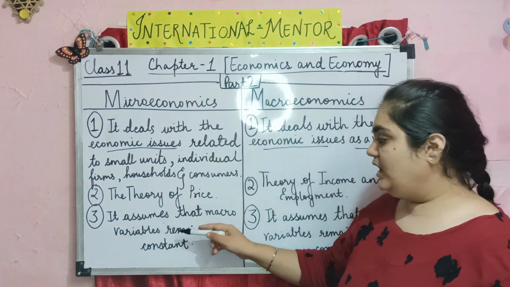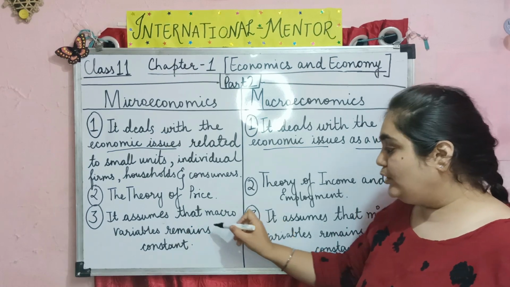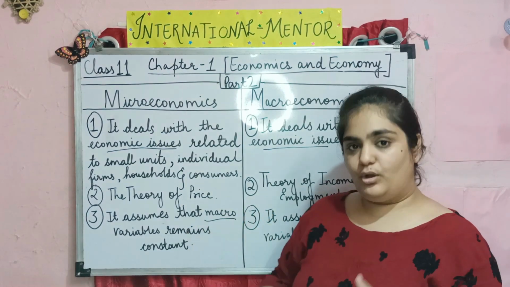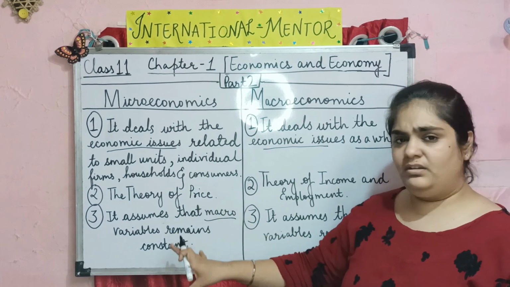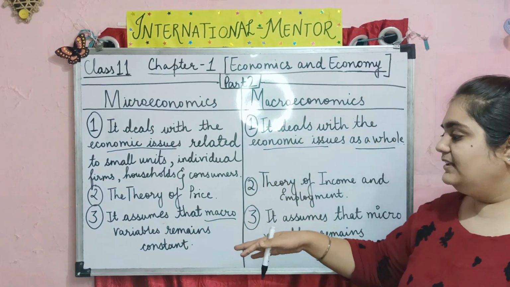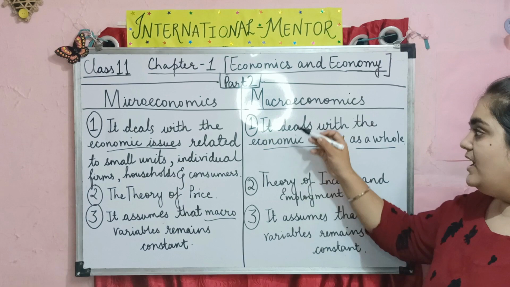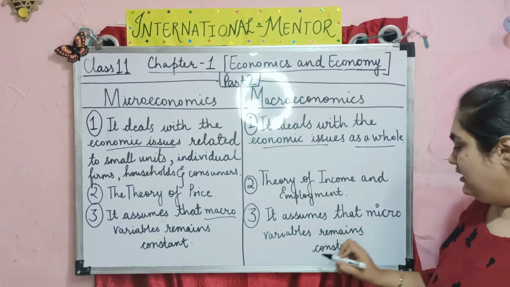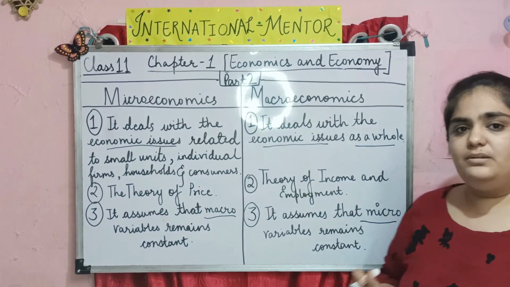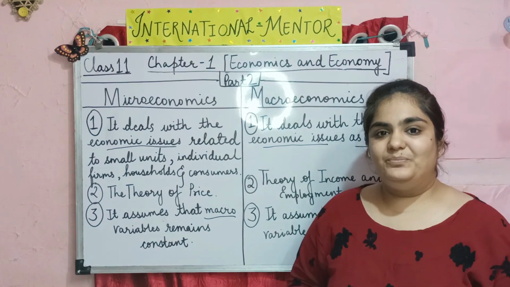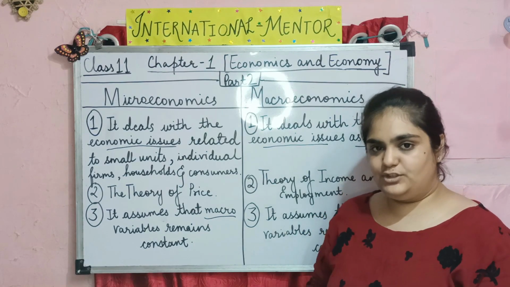Now continuing with the third part, microeconomics also assumes that the macro variables remain constant. So here the macro variables are constant, and it is vice versa in macroeconomics: the micro variables remain constant. So you can take a screenshot of this.